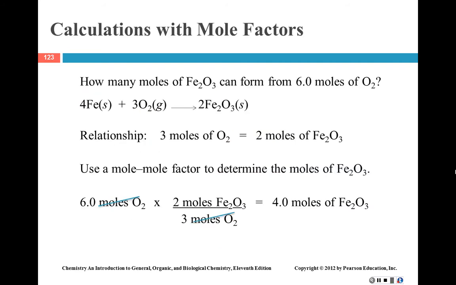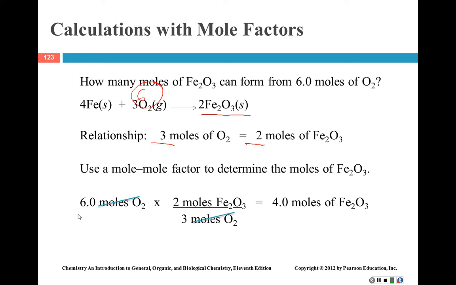So if I want to know how many moles of Fe2O3 I can get if I have 6 moles of oxygen, now, you can probably look at that. You know that that's a 3-to-2 ratio, right? But what we're really doing is we're looking at this molar ratio: 3 moles of oxygen for every 2 moles.